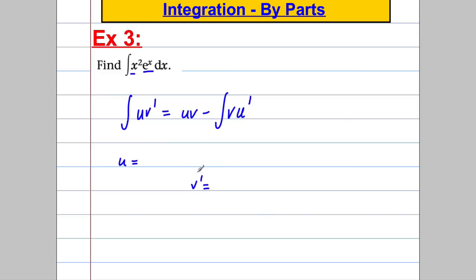u has to be something I can differentiate, and I could differentiate both of these. v dash has to be something I can integrate, and I can integrate both of these, but v will end up in the second part of the integral. Now if I chose my v dash to be x squared, and I got my v to be a third x cubed, u dash would have a third x cubed and an e to the x in it. That is not easier to differentiate, that's made it more complicated. So I know I'm not going to choose those two to be in here.